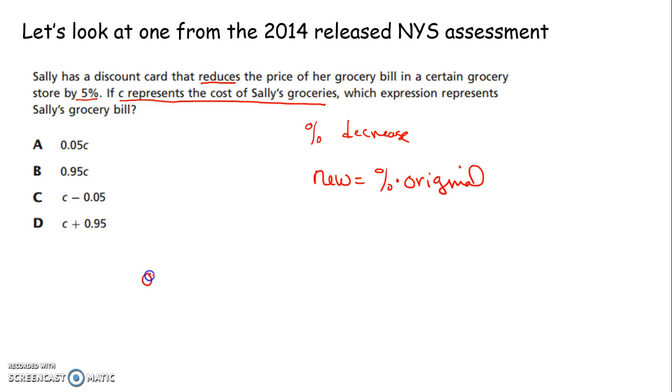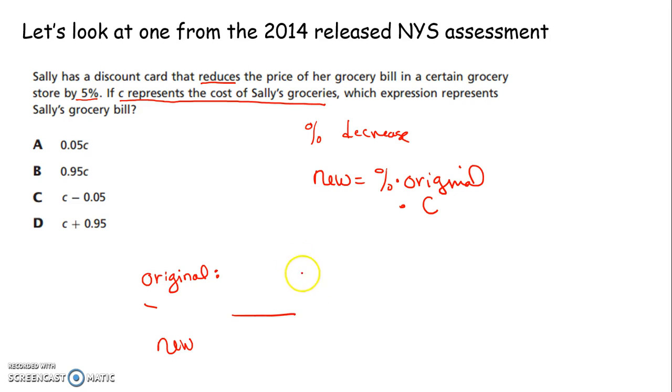And I look at her original. What was her original amount? Oh, good. The original amount she paid was C. We're going to multiply that by some percentage. So her original amount was C. We're going to take off a certain amount, and then we'll come up with the new.